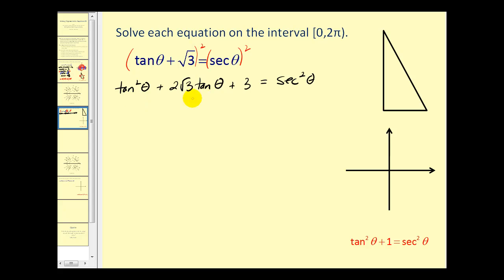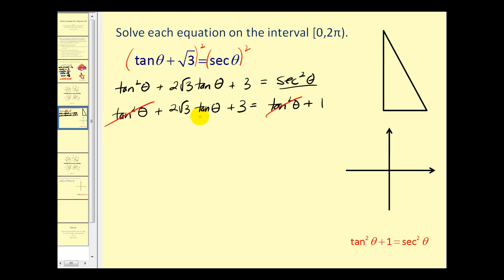Now to get this equation in terms of just tangent, we can now replace secant squared theta with tan squared theta plus 1. So we'll do a substitution here. And now that we have everything in terms of tangent, we can see that if we subtract tan squared theta from both sides, these two terms will be eliminated.